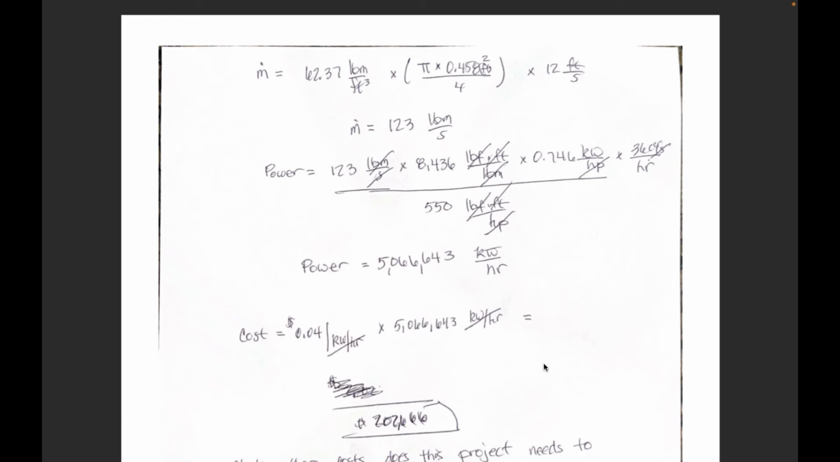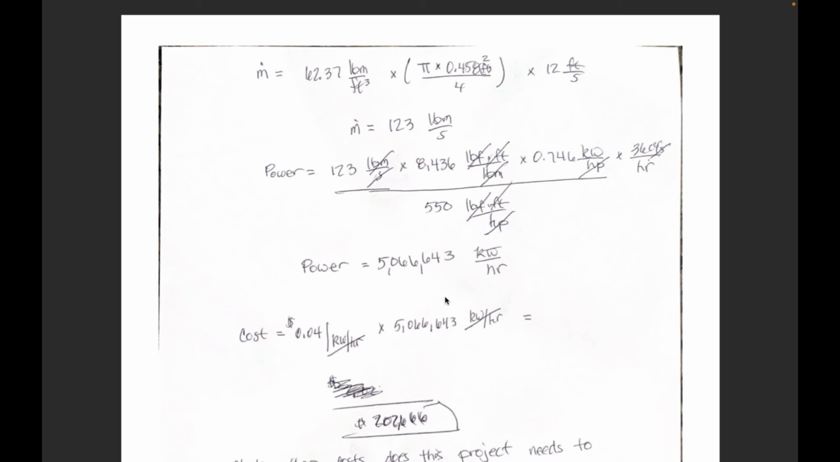Now, you need the mass flow rate. We know the density, we know the velocity, and we know the diameter, so you can calculate the mass flow rate. 62.37 pound mass per foot cubed times the area of a circular pipe, times 12 feet per second. That gives you 123 pound mass per second.